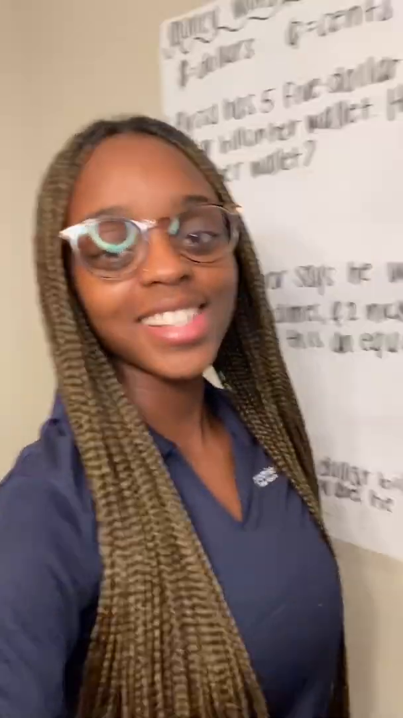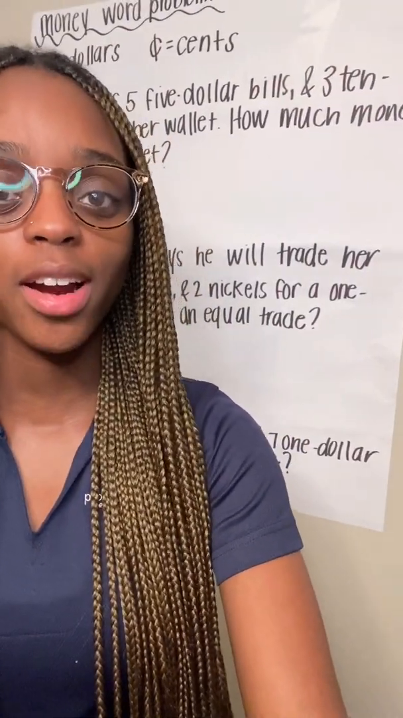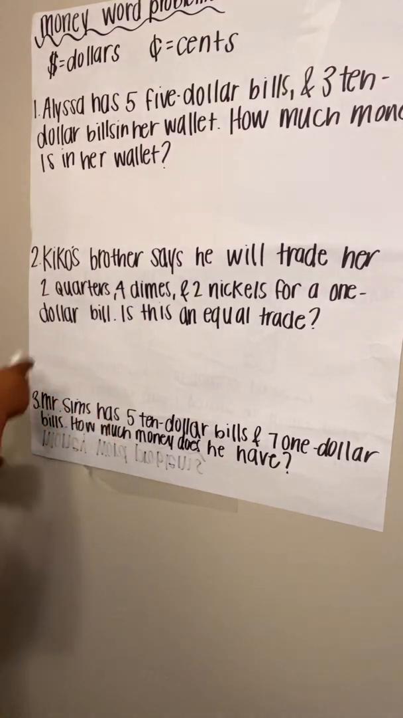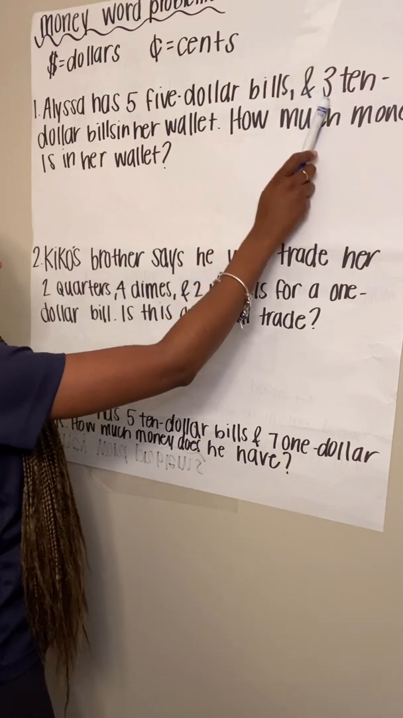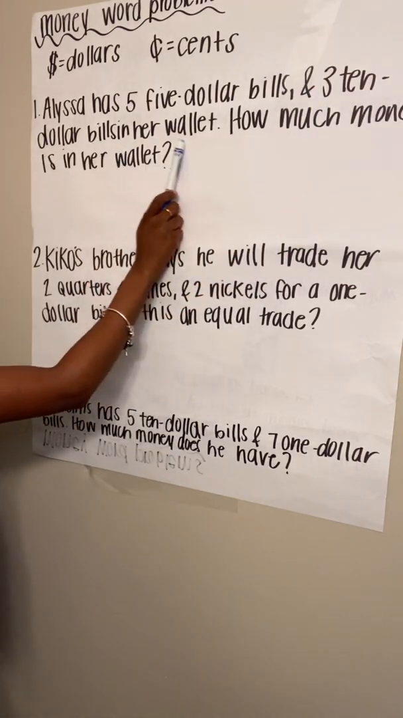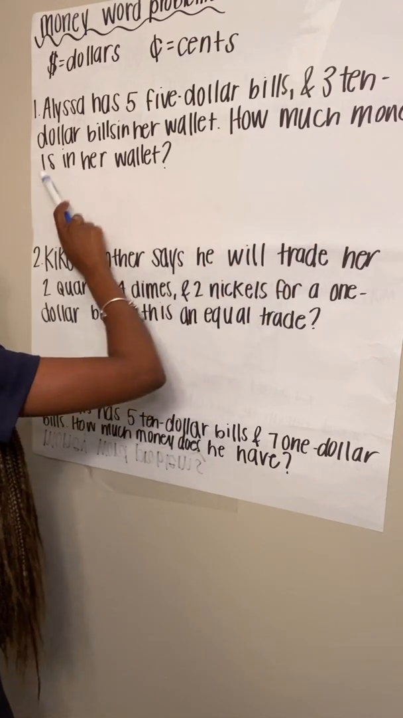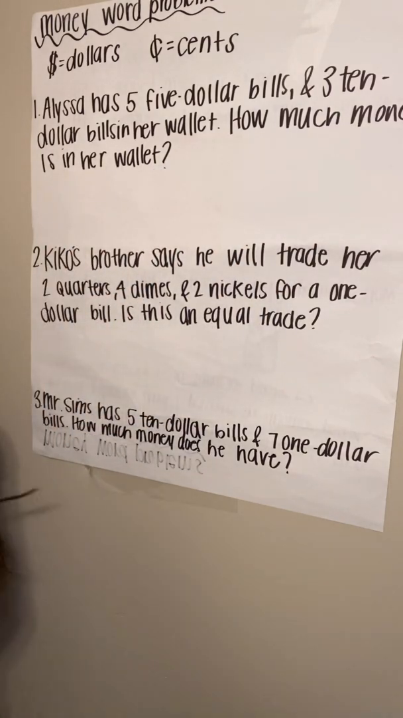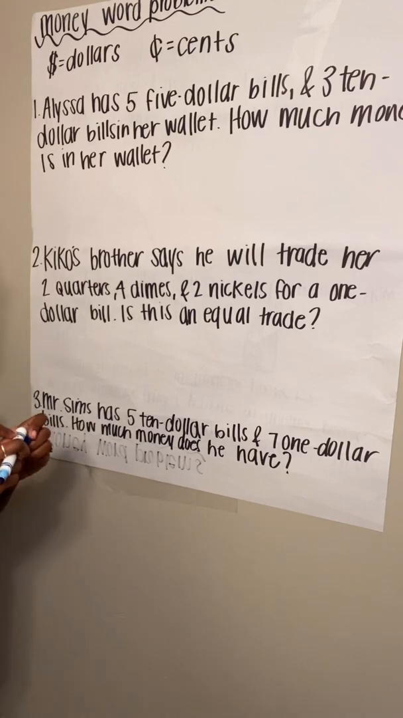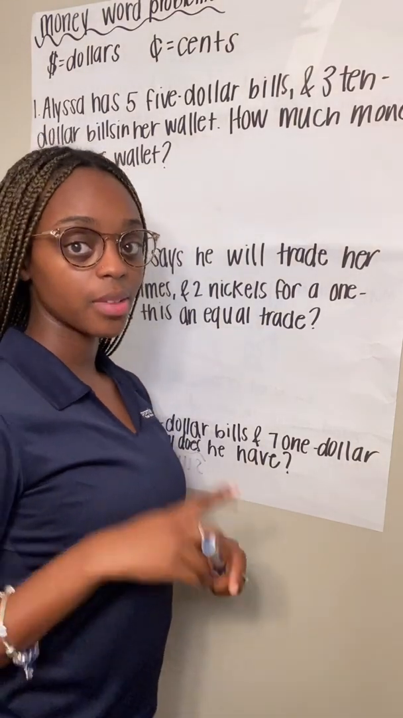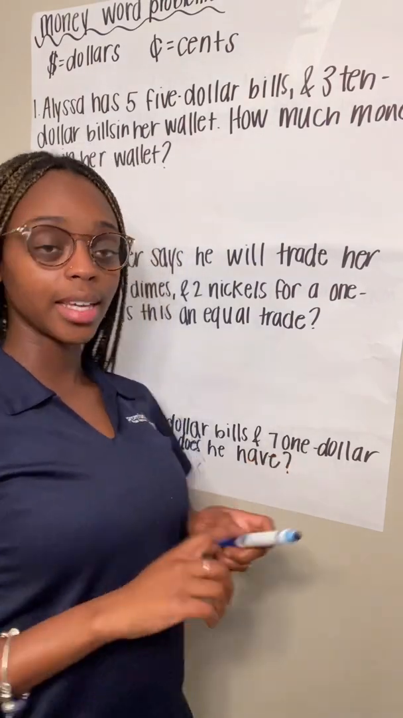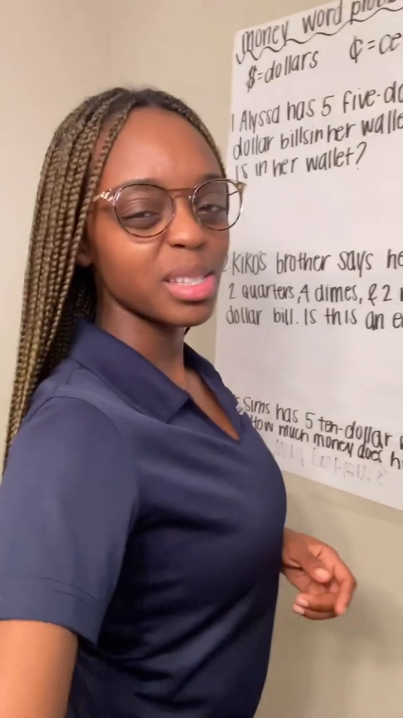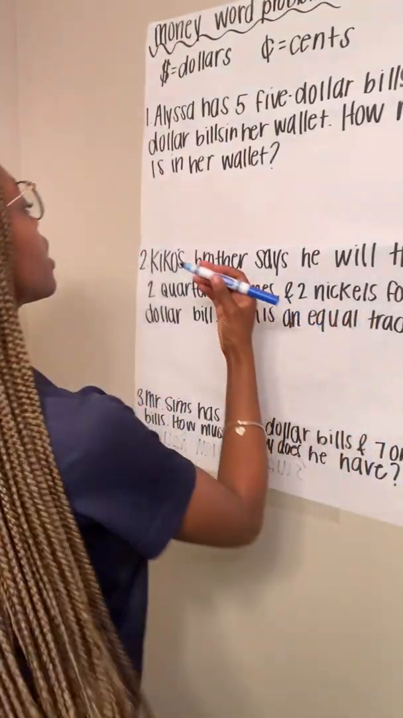All right, let's go ahead and get started on our word problem. Let's jump straight into the first problem. It says Alyssa has 5 $5 bills and 3 $10 bills in her wallet. How much money is in her wallet? Now, as always, we use the RDW strategy to solve it. R meaning to read it. Now, what can we draw? We can draw a wallet. Whenever I think of a wallet, I always think of some kind of rectangular thing. So I'm just going to draw a rectangle.